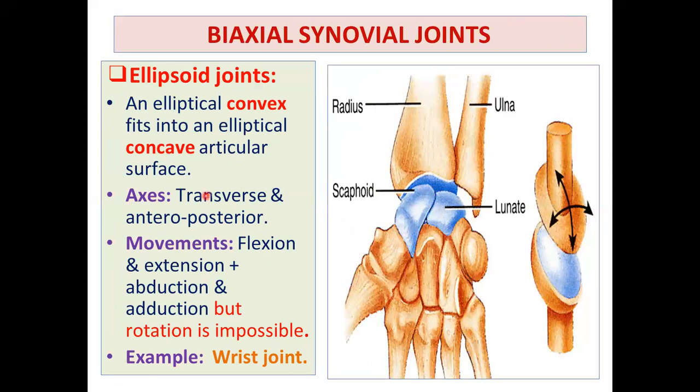Now the biaxial synovial joints include ellipsoid joints. An elliptical convex surface fits into an elliptical concave articular surface. The axes are transverse and anterior-posterior. The movements include flexion and extension and abduction and adduction, but rotation is impossible.